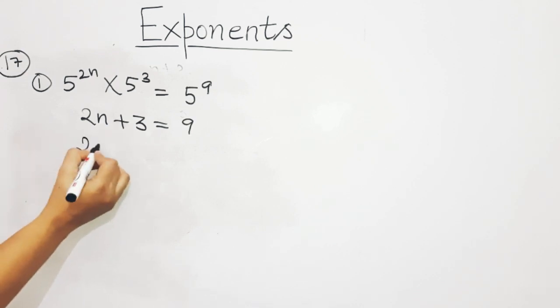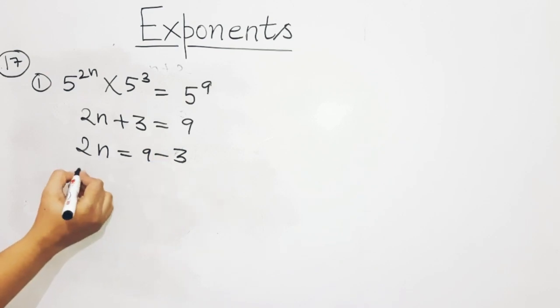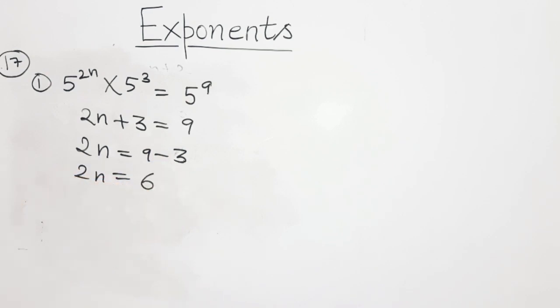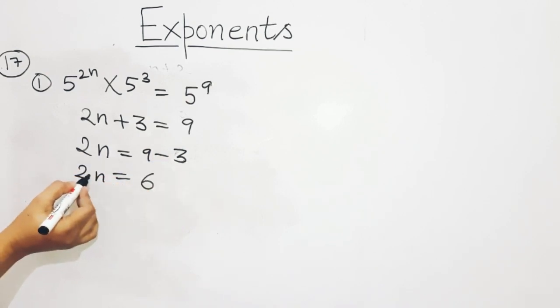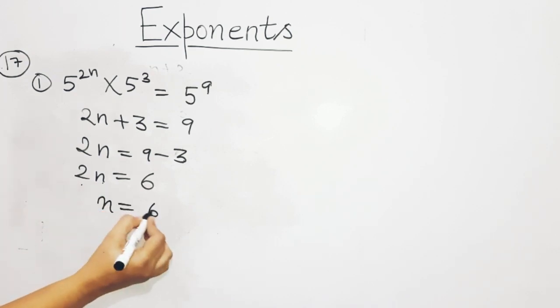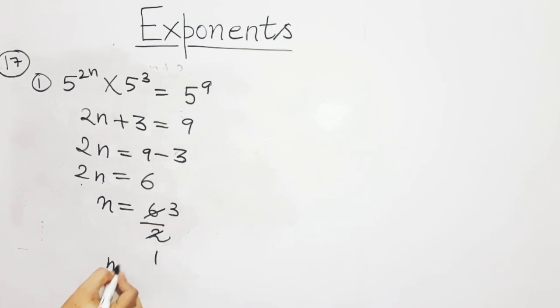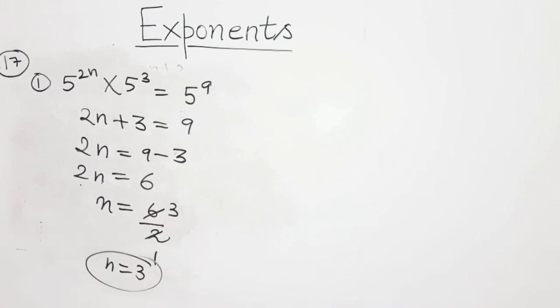Now this plus 3, when it goes to the right-hand side, will be minus 3. Now it is 2n is equal to 6. This 2 is in multiplication with n. Once it goes to the right-hand side, it will be in divide. So what is the value of n? The value of n is 3. So I have done option number 1.